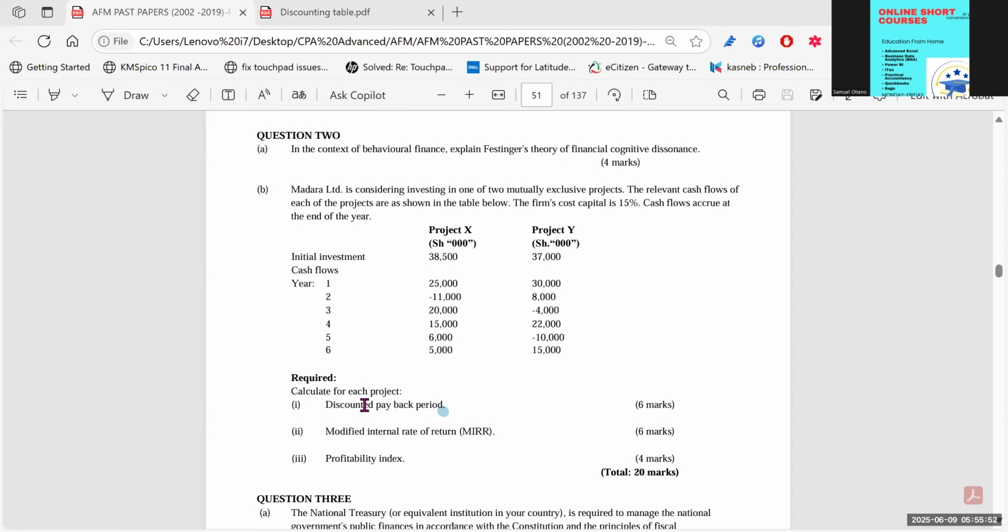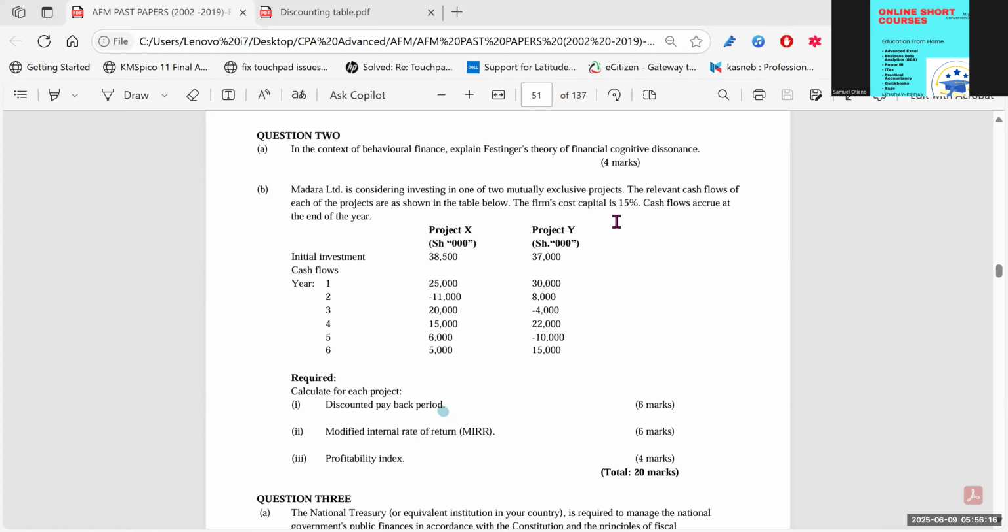See the 2 projects. The question was calculate for each project discounted payback period. And remember, you're going to advise, because these are 2 mutually exclusive projects, and I believe you know what mutually exclusive projects are. These are projects that are competing for the same resources and they serve the same purpose. If you choose to invest in one, you automatically have to abandon the other project.